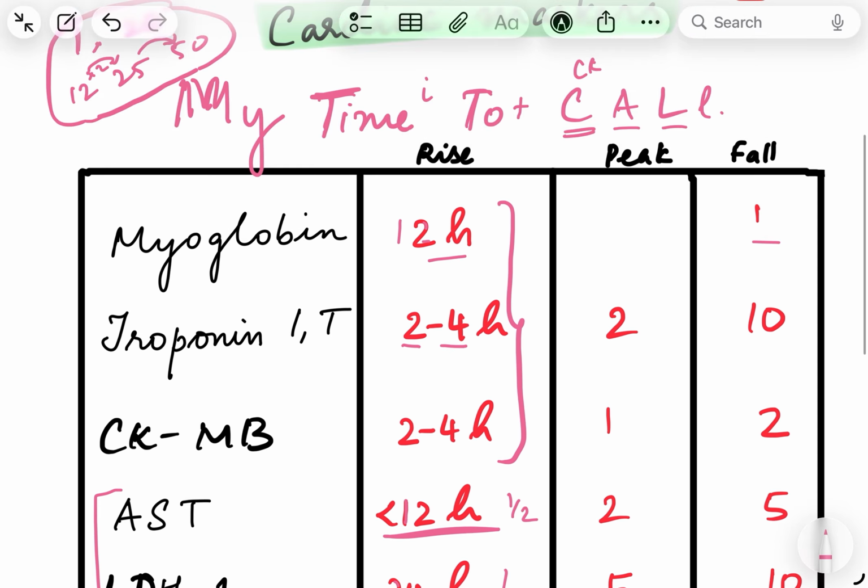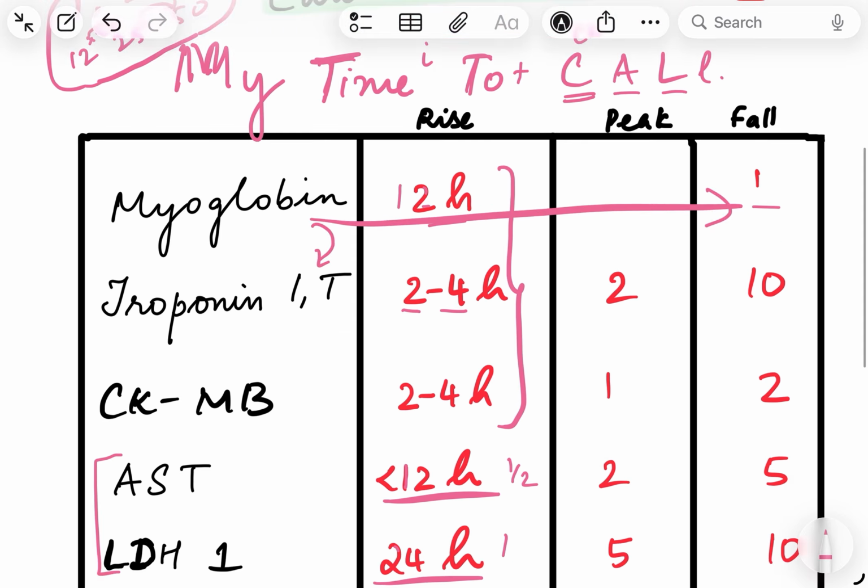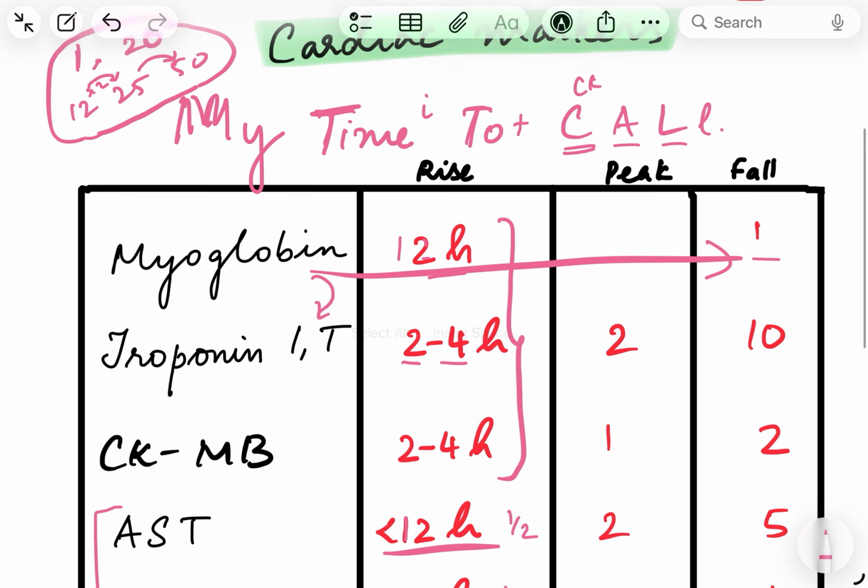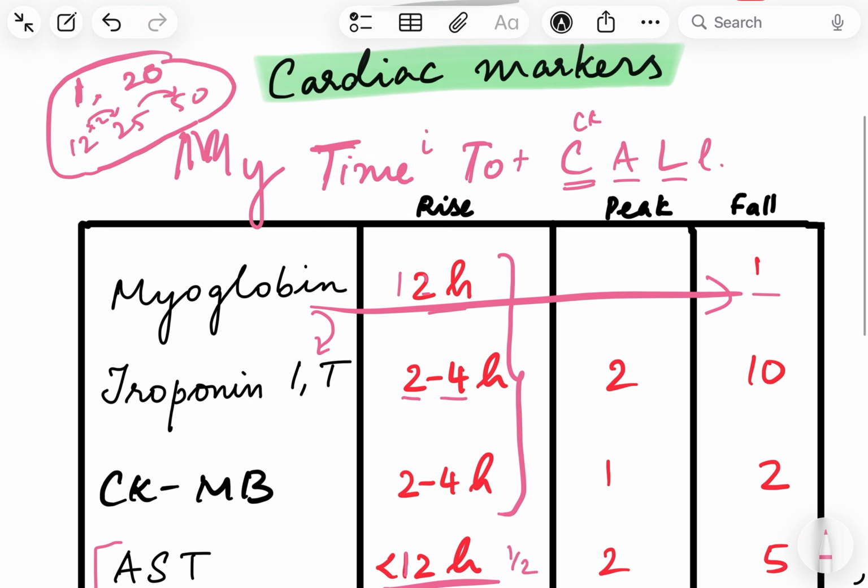For this, remember parallelly. You're not going to remember one by one. For myoglobin, the first thing I wanted you to remember was 1, so remember it as 0, 1. There's no peak time because it falls within an hour. Like within this, these are in days. So it falls within a day: in 12 hours it rises and within the next 12 hours it falls.